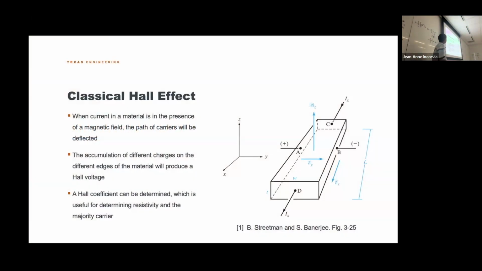So for the classical Hall effect, you can imagine you have a slab with current flowing through it, and if you have a perpendicular magnetic field, the charges will deflect and accumulate on the sides. The deflection of those charges is what's really the Hall effect. In this case, you'll get a Hall voltage, and this is related to a Hall coefficient, which is useful for telling you the resistance of the material. And in semiconductors, the Hall coefficient can also tell you if a material is p-type or n-type based on its sign.